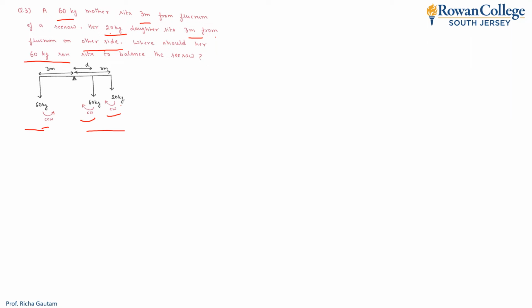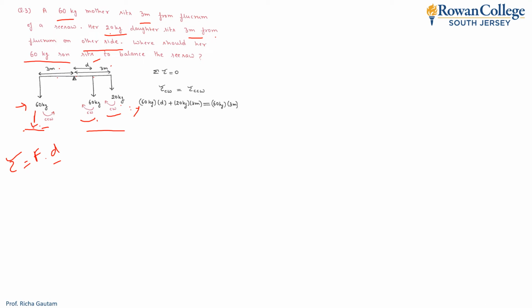And what is the torque basically? Torque in rotational motion is F into D, the force which is acting because of this mass multiplied by the distance from the center point. Here we are saying that this 60 kilogram mom is sitting on this side at a distance of 3 meters from the fulcrum. The 20 kilogram daughter sits 3 meters on this side. The 60 kilogram son sits here. So you just need to find this distance D.